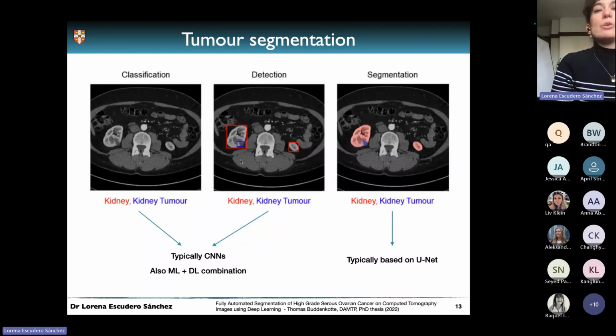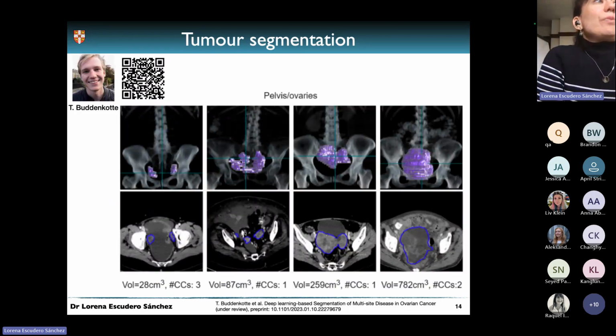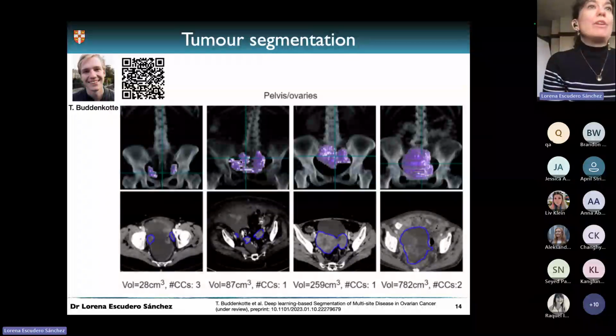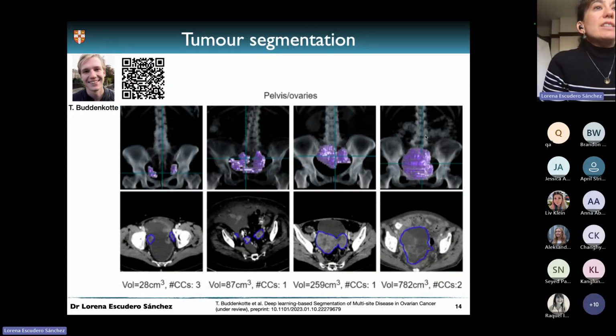So I'm going to show you an example now in the case of ovarian cancer. This is work done by Thomas Budenkotte, who was a PhD student in the Department of Applied Maths and Theoretical Physics and working in collaboration with us. And I can see I need to update this slide. The paper has been already published. And these are some figures in that paper and in his PhD work.